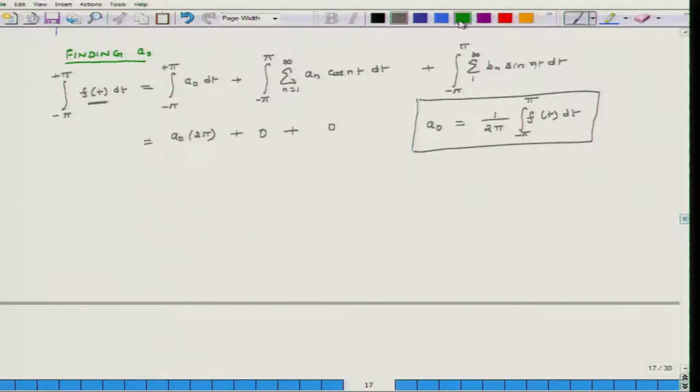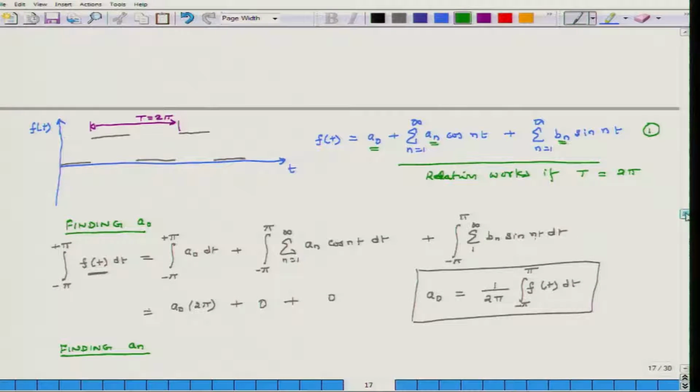So, the next aim is that we want to find an. What do we do if we have to find an? I multiply equation 1 on both sides by cosine m t. Instead of n, I put another index m. M is some dummy number, okay, and I do the integration, and let us see what happens.